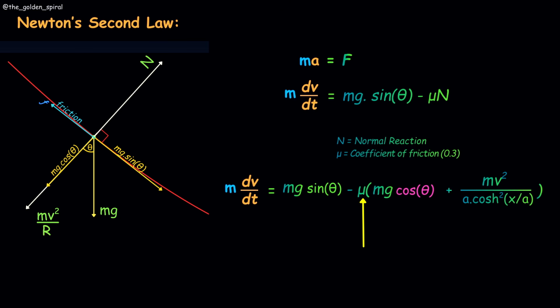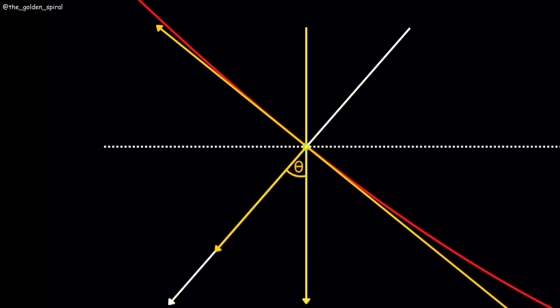And this mu is again a constant, so we have to compute this cosine theta and sine theta in terms of x. In this free body diagram, here we have two right angles, one this and another this. These two angles are vertically opposite, so this is also theta. So this total angle is 90 minus theta plus 90, which is 180 minus theta.